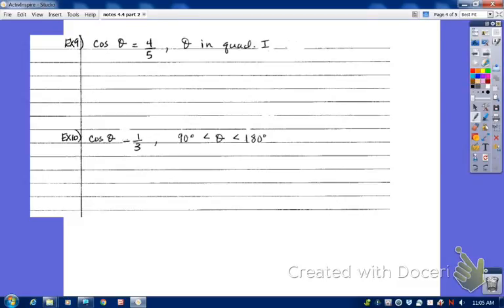Example 9 says that cosine is 4/5. So again, we know we're going to have to find x and y and r, so we can just start filling in what we know. If cosine is 4/5, cosine is x over r, so it's telling me that my x is 4 and my r is 5. If I'm in the first quadrant, x and y are both positive. That's what that's telling you.